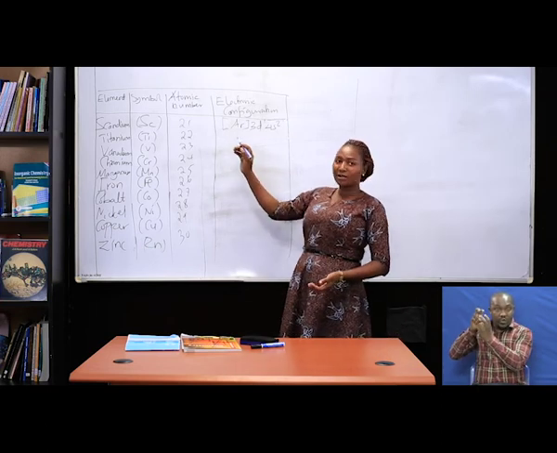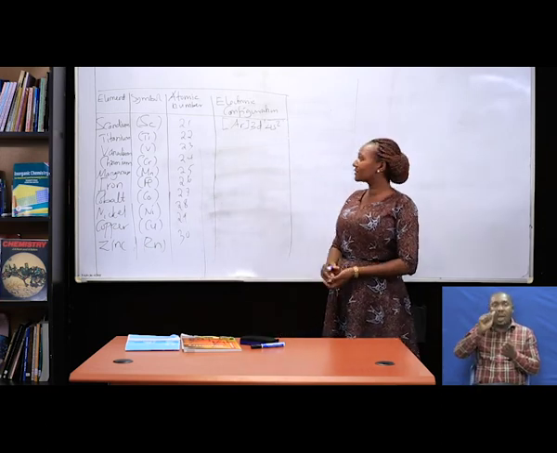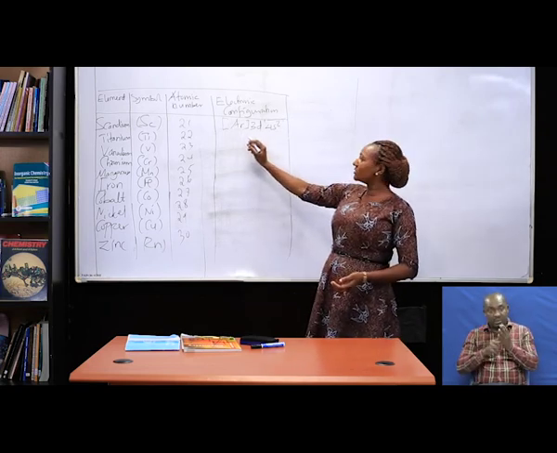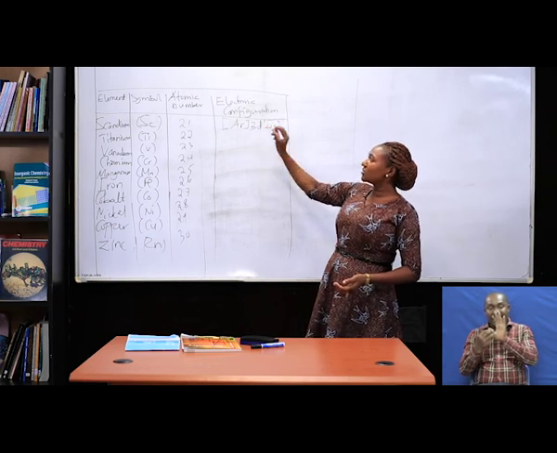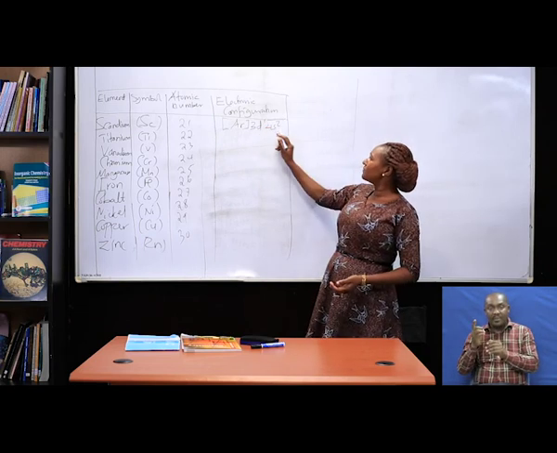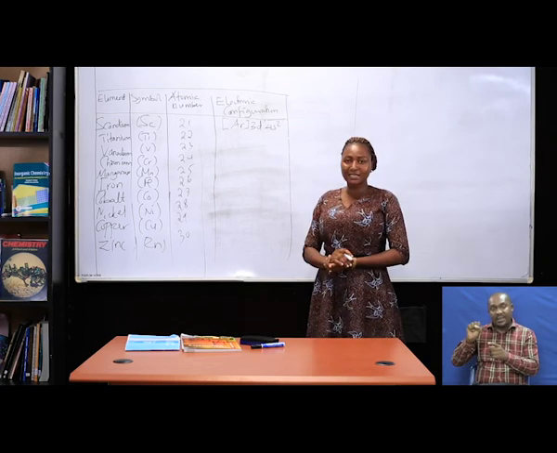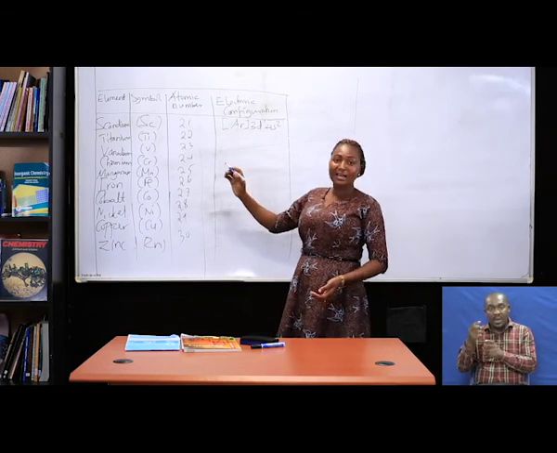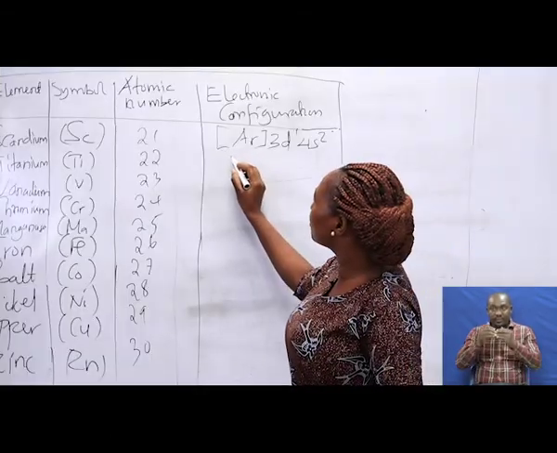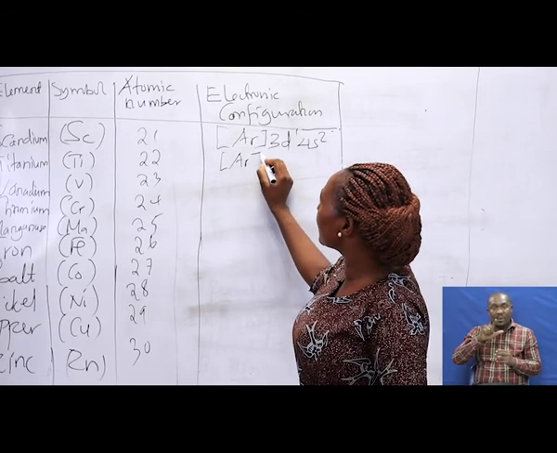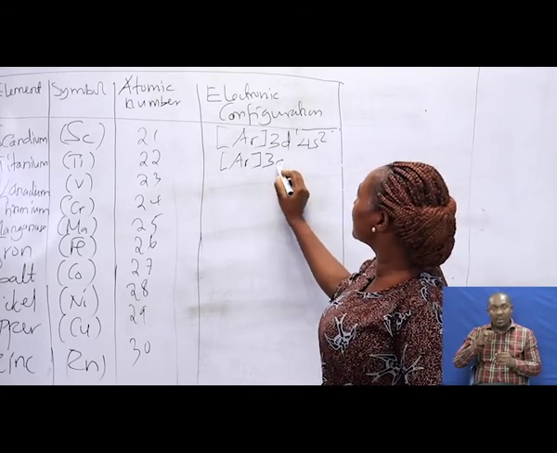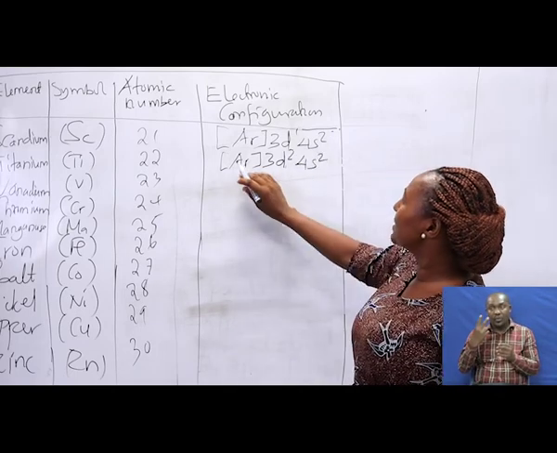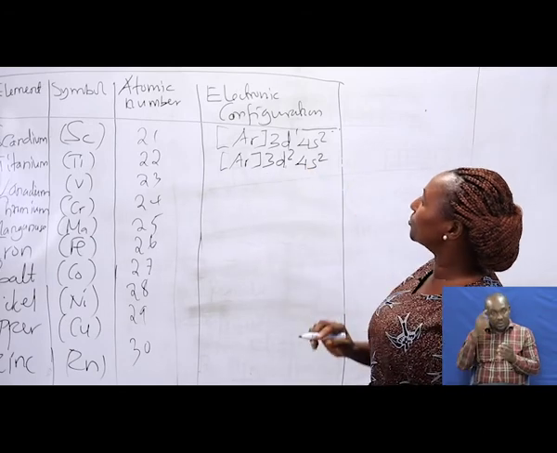So we can write argon followed by 3d1, that is 18 electrons from argon plus 1 electron in d, 19, then 4s2, 2 electrons from s, which forms 21 electrons. Followed by other elements like titanium: square bracket argon 3d2 4s2. That means 18, 20, 22.